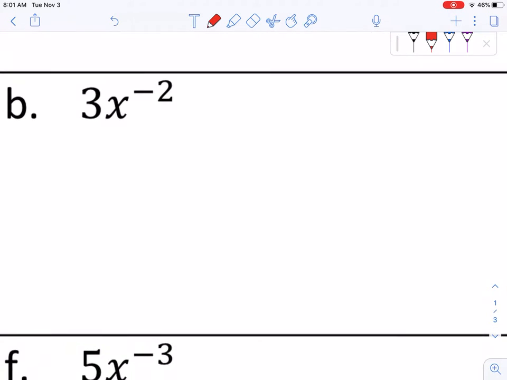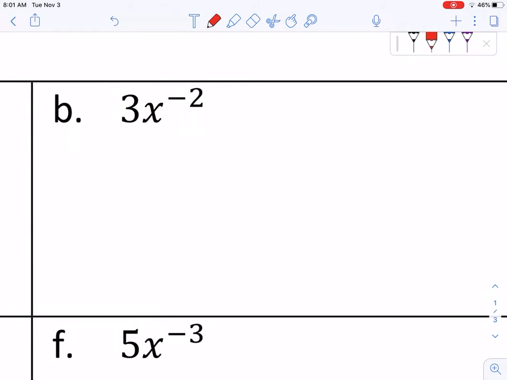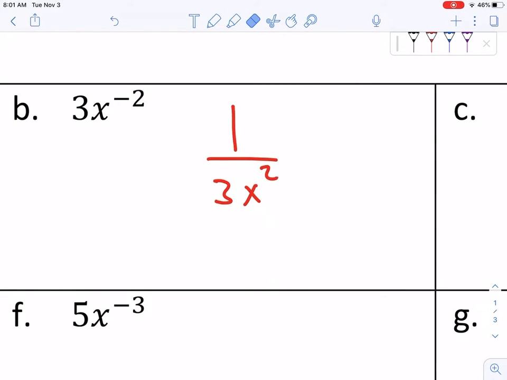Okay, so let's take a look here. A common mistake that I see students make is they would write their answer like this. And this would be incorrect. Let me show you what the correct answer looks like, and you can compare. So this is the incorrect answer. A correct answer would look like this.